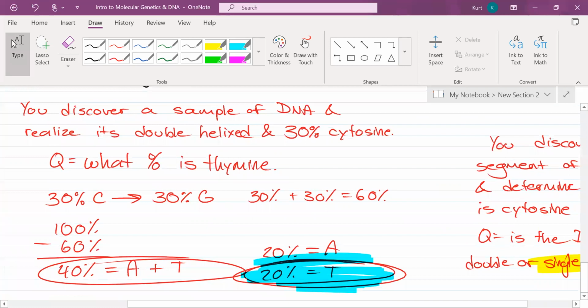So Chargaff has two rules. One, A to T, C to G. Easy. Second rule, percentage of A is equal to percentage of T, and percentage of C is equal to the percentage of G.